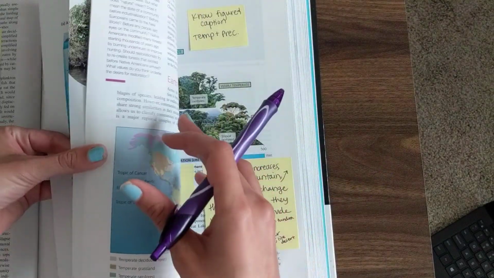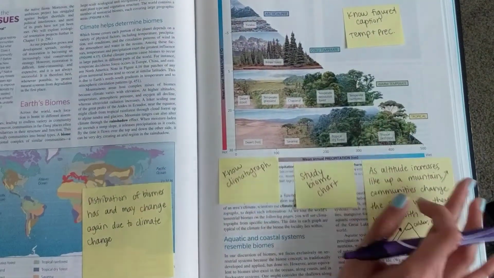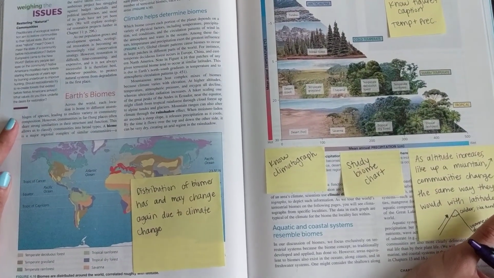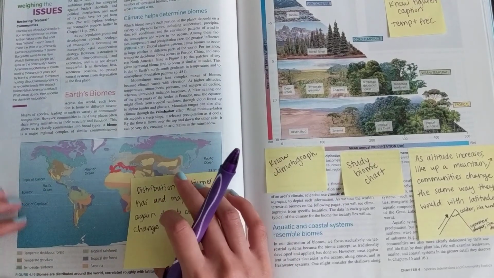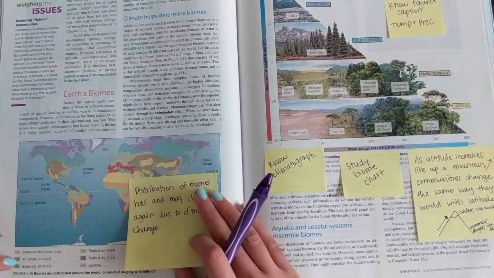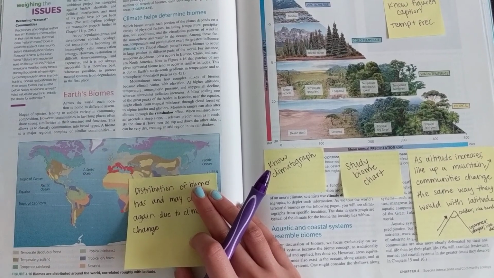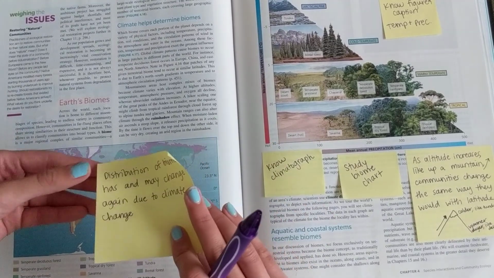We're going to move over to page 92 with biomes. This figure is showing the distribution of biomes, where all the different biomes are found in the world. We are included in the temperate grassland, but we have many sub-ecosystems, at least in the Houston area.